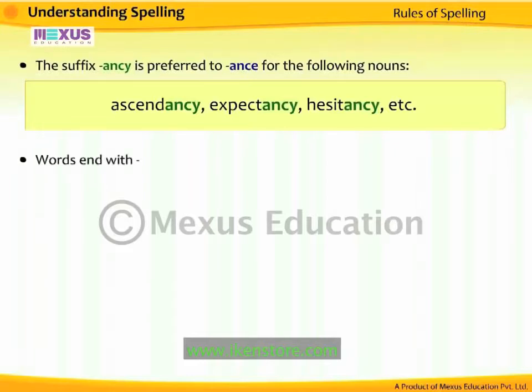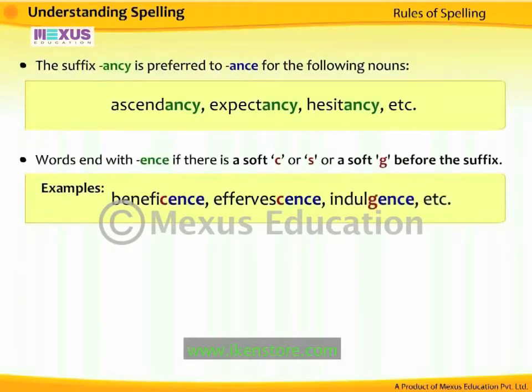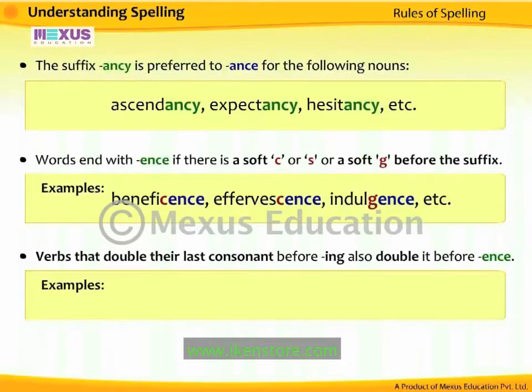Words end with ENCE if there is a soft C, S or G before the suffix. For example, beneficence, effervescence, indulgence, etc. Verbs that double their last consonant before ing also double it before ENCE. For example, essence, ebullience double their last consonant.